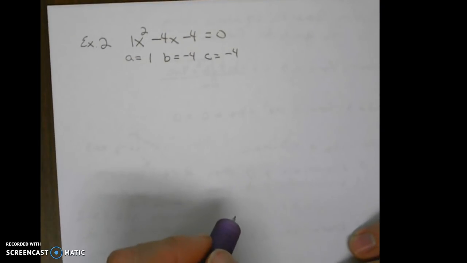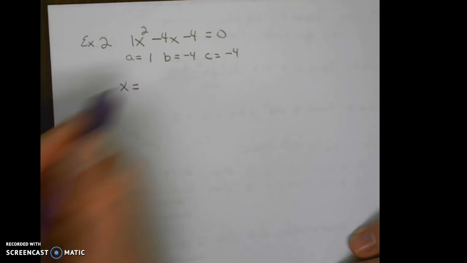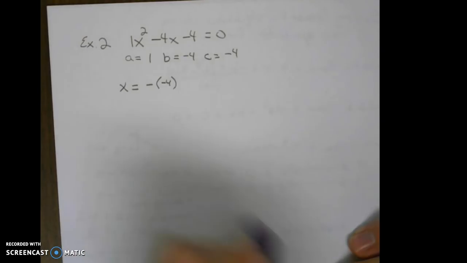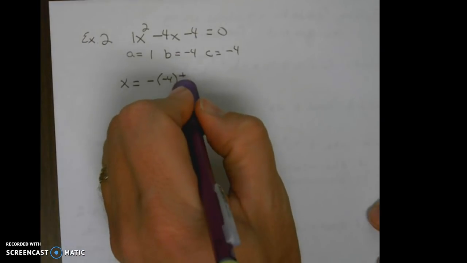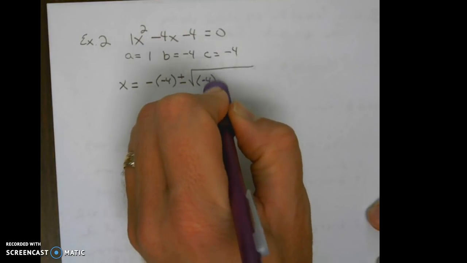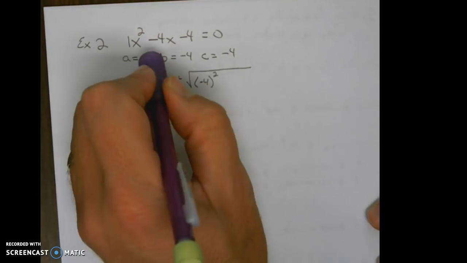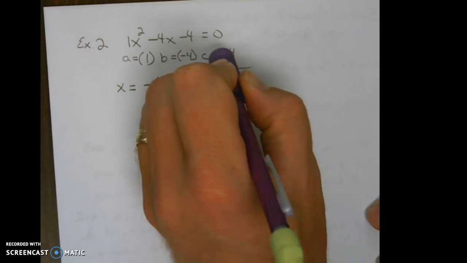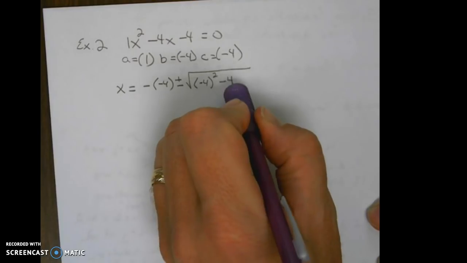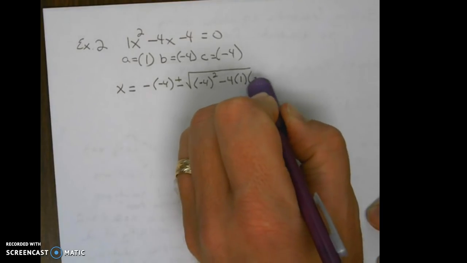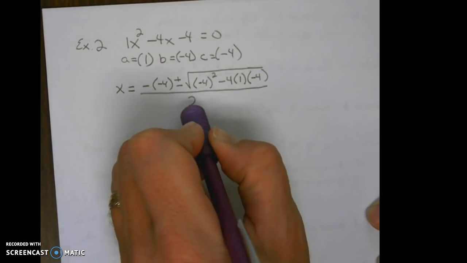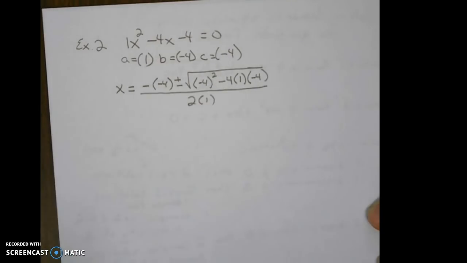Plugging them into the quadratic formula, we get x equals negative b plus or minus the square root of b, which is negative 4 squared. Remember to put all of them in parentheses. Minus 4 times a times c, over 2 times a.